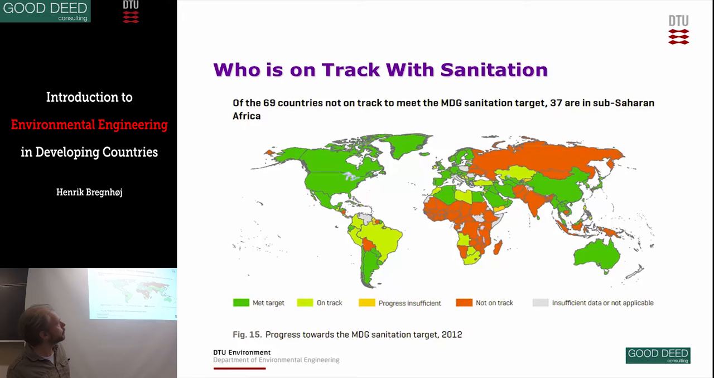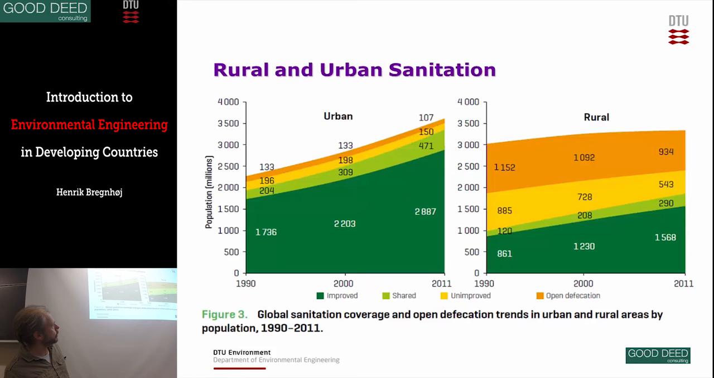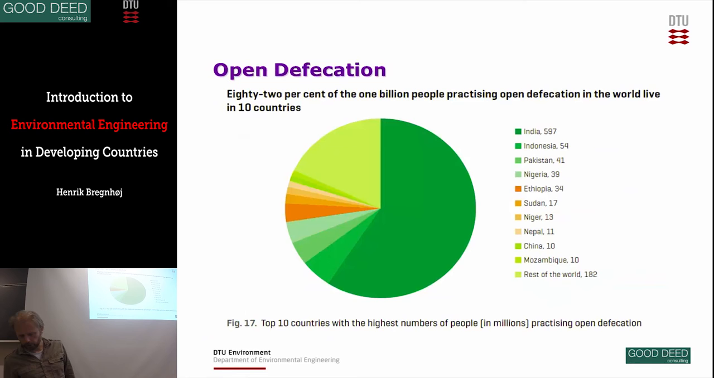Again, there's a difference between rural and urban areas. A lot better conditions in urban areas than in the rural areas. And if we look at the absolute number of people, here we're looking at open defecation only. So that is the worst group, where people have no toilet at all. If we look at the total number of people that have no access, then this figure shows that more than half of the people in the world who are practicing open defecation, who have no toilet, is in India.